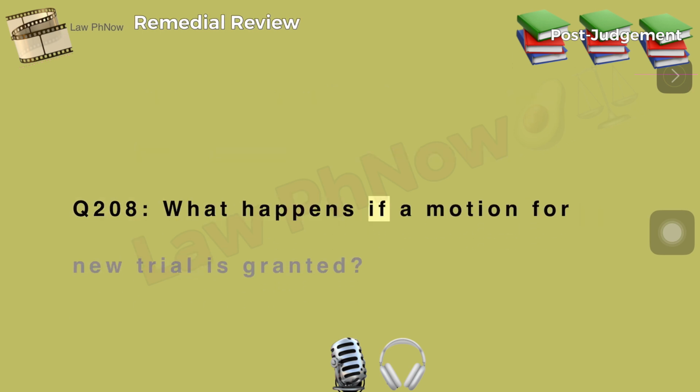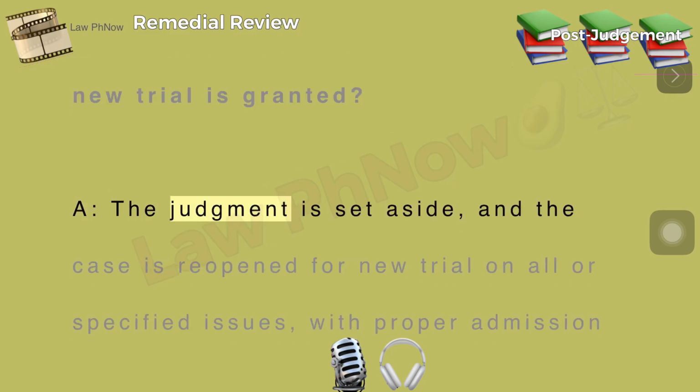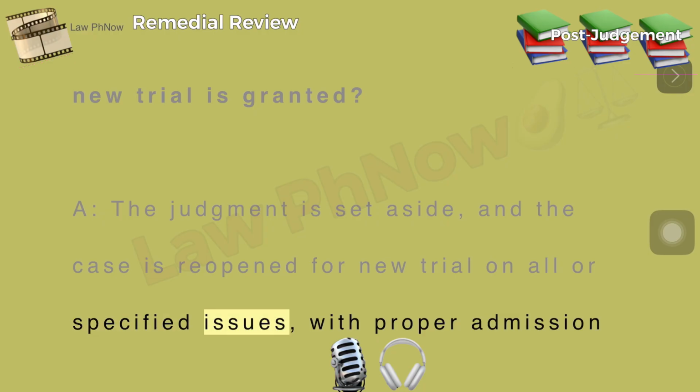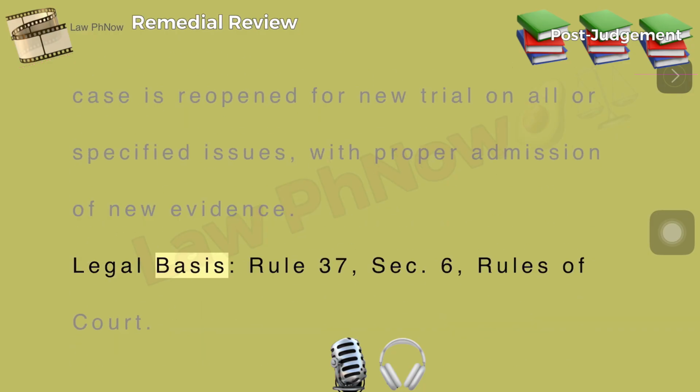Q208. What happens if a motion for new trial is granted? A. The judgment is set aside, and the case is reopened for new trial on all or specified issues, with proper admission of new evidence. Legal basis, Rule 37, Section 6, Rules of Court.